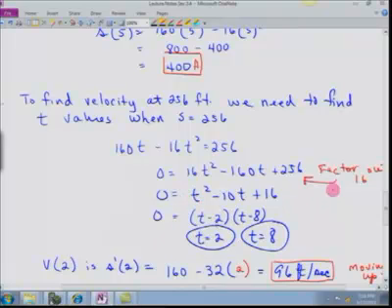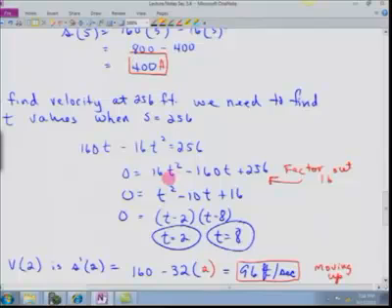Factor it. Now I factored out 16 to start with, just to make it easy. You want to always do that: factor out anything you can, and get it down to something that factors easily. Okay, so we've got 2 and 8. What are we going to do with those?